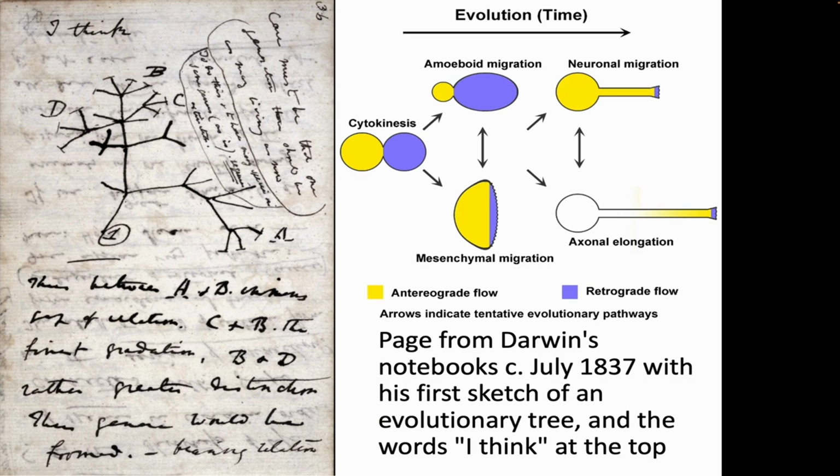So I like to show this picture. It's kind of fun. This is a drawing that Darwin made. This is the very first evolutionary tree, and at the very top, it says, "I think," and you can see that he outlined this idea that there's a tree that links us all together. Almost 200 years later, we're playing really the same game, except this time I'm trying to link together the processes of cytokinesis, that is how cells divide, cell migration, which has a couple of different modes, and then ultimately neuronal migration and axonal elongation.